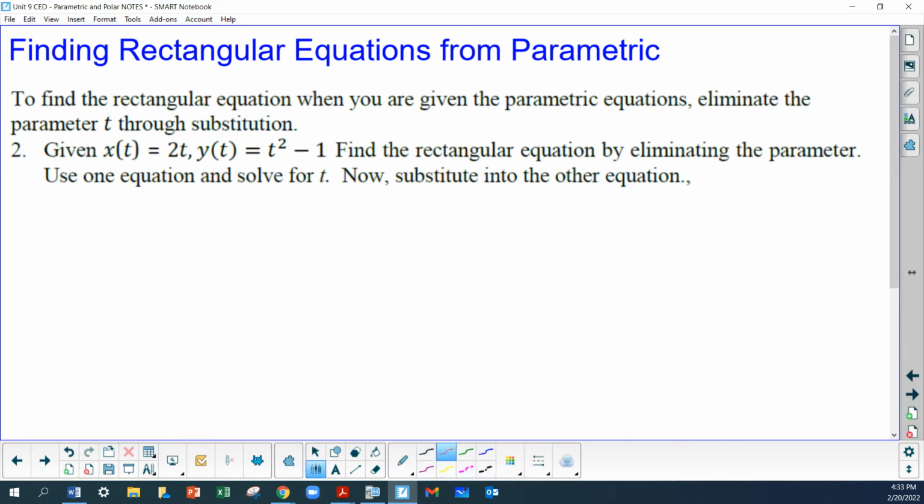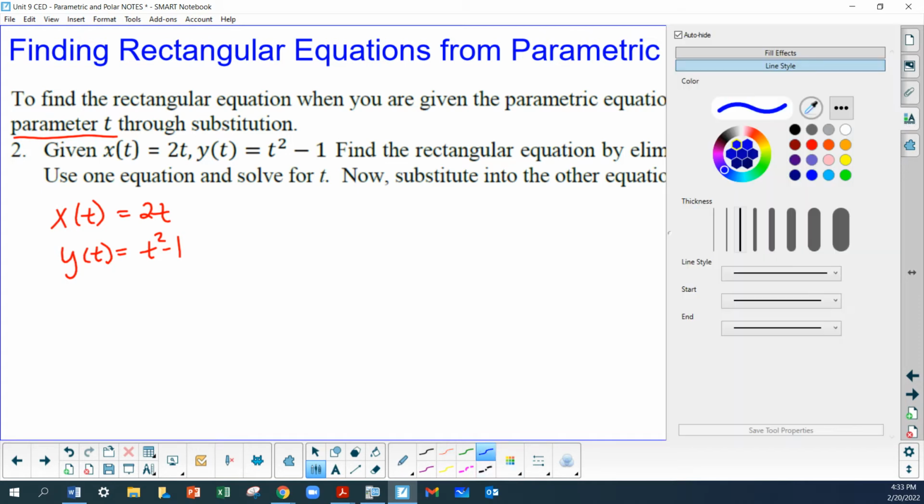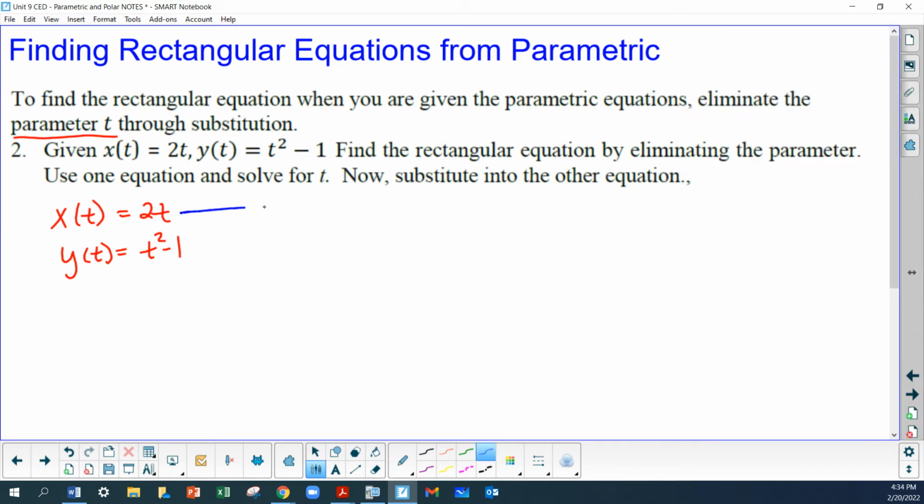Now, this first one says, to find the rectangular equation when you're given a parametric, eliminate the parameter t. We'll do that through substitution. So we have two equations, and I'm just going to bring them down into my workspace. So x of t equals 2t, y of t equals t squared minus 1. Now you can choose whichever one you want to solve for t, but I think I'm going to use that first one. I'm going to use the x one. It just seems like it's pretty simple.